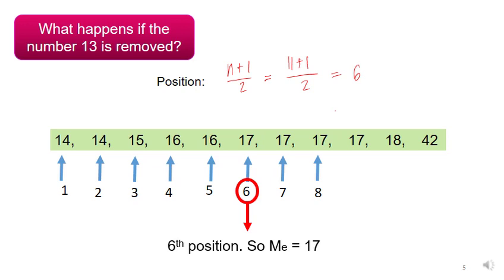So when you have an n that is an odd number, your median is going to be an actual value in your data set. Whereas where we had an even number for our sample size, when we had 12 values, we had to take the average of the two middle values.